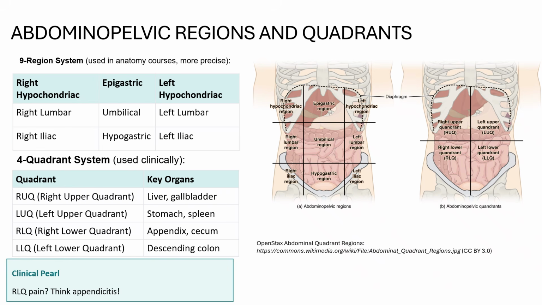The four quadrant system draws across to the belly button for RUQ, LUQ, RLQ, and LLQ. Clinical scenario: sharp pain in the RLQ, think appendicitis. The appendix lives in the right lower quadrant.